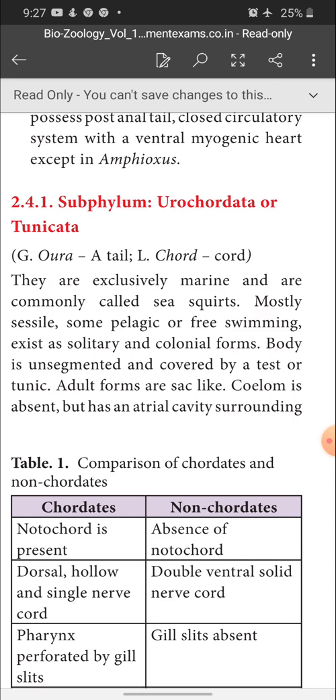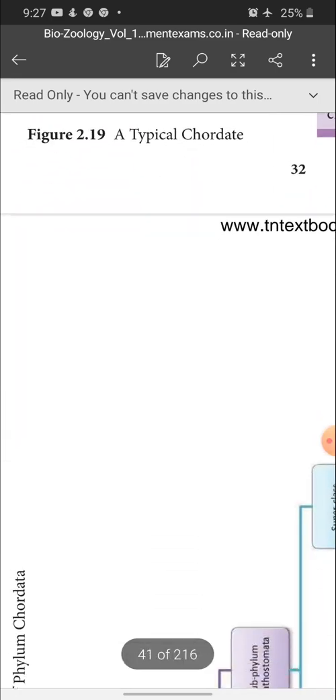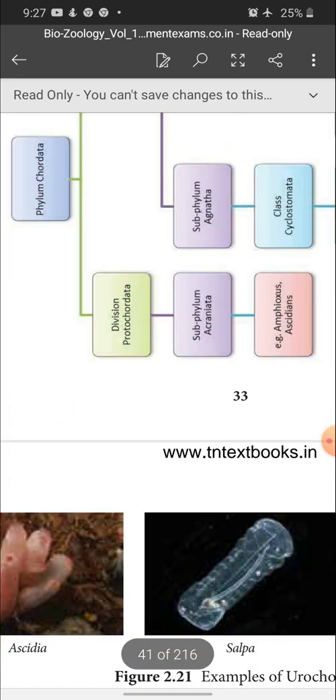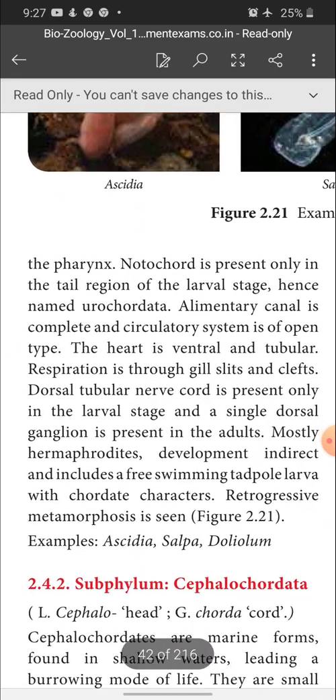Coelom is absent, but there is an atrial cavity surrounding the pharynx. The notochord is present only in the tail region of the larval stage. Hence it is named what? Urochordata. Uro means what? Tail. That is, the notochord is present only in the tail region, and that is why this subphylum is named Urochordata.